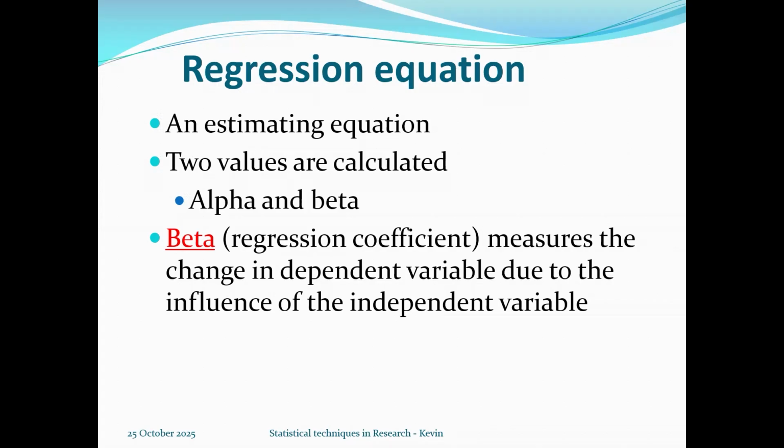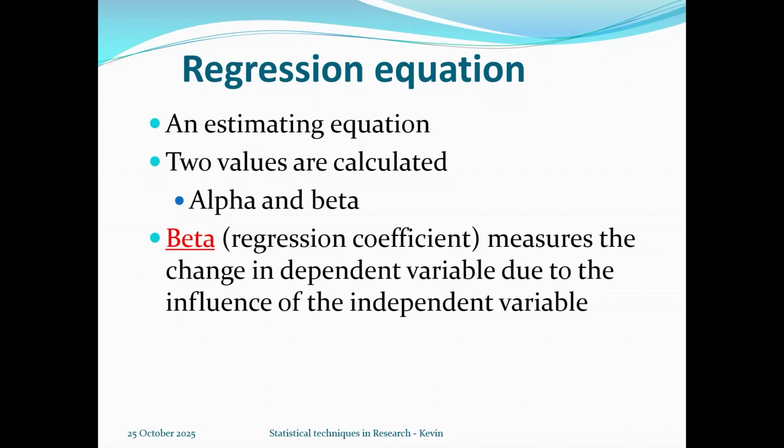For example, read it once again. Beta measures the change in the dependent variable, sales, due to the influence of the independent variable. The independent variable is the advertisement. So when advertisement increases by 1 rupee, sales will also increase by some amount. That amount is measured as beta.